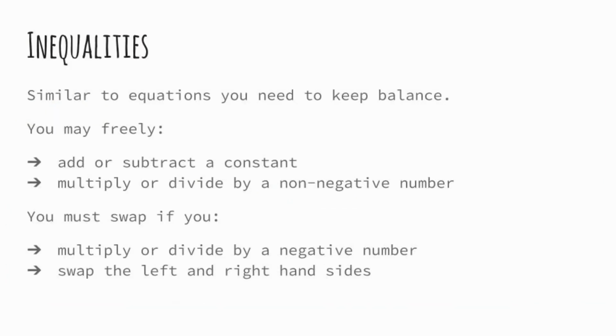Inequality is similar to an equation, but instead of saying two expressions are equal, an inequality says that one expression is larger than, smaller than, or equal to another expression. There are a few rules that apply with inequalities. You are allowed to add or subtract a constant or variable, and you can multiply or divide by a non-negative number. You have to swap the direction of the inequality if you multiply or divide by a negative number, or if you swap the left and right hand sides.